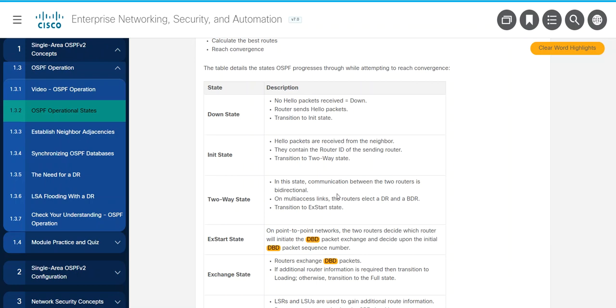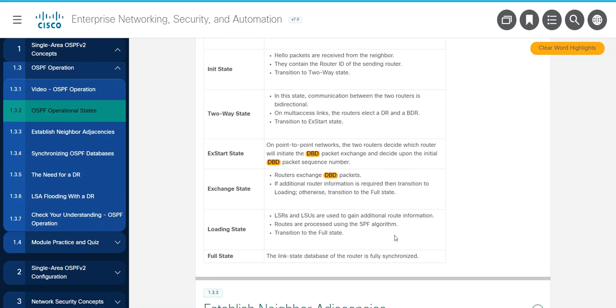If you're getting into a multi-access network, that's when routers are going to elect the designated router and backup designated routers. Now, if you're having a point-to-point network where there's only 2 routers, there's no need for a designated router and backup designated router because point-to-point, they're going to be able to communicate with each other. So if you're on point-to-point, the 2 routers will decide which one's going to initiate the database packets.